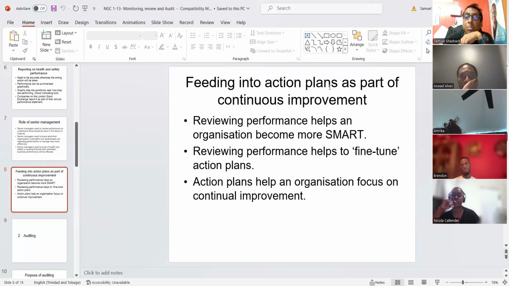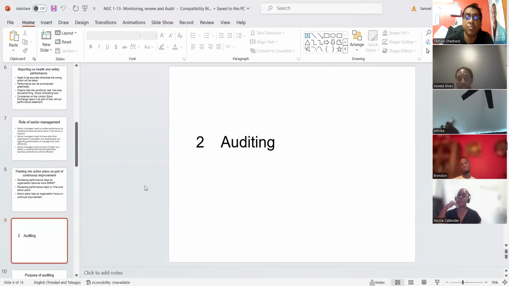So feeding into action plans as part of continuous improvement. Reviewing performance helps an organization become more specific, measurable, attainable, realistic, and time bound. And they refer to that as SMART, right? Reviewing performance helps to fine tune action plans. Action plans help an organization focus on continual improvement, right? So that was actually 4.4.